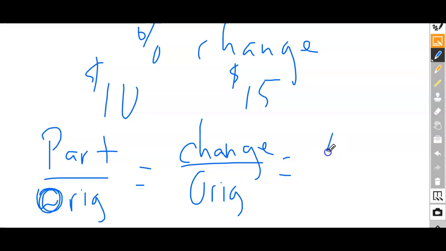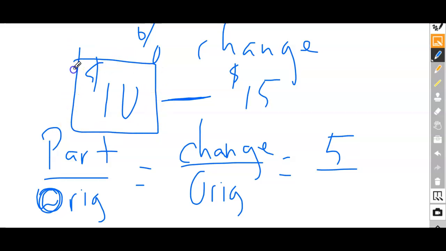Okay, so part is the change over the original. So we got a $5 difference between the 2 days, right? And I started with the 10, that was the original. So now I divide that out and I get 50%. So it's a 50% increase in what I did, or what the money I had yesterday.